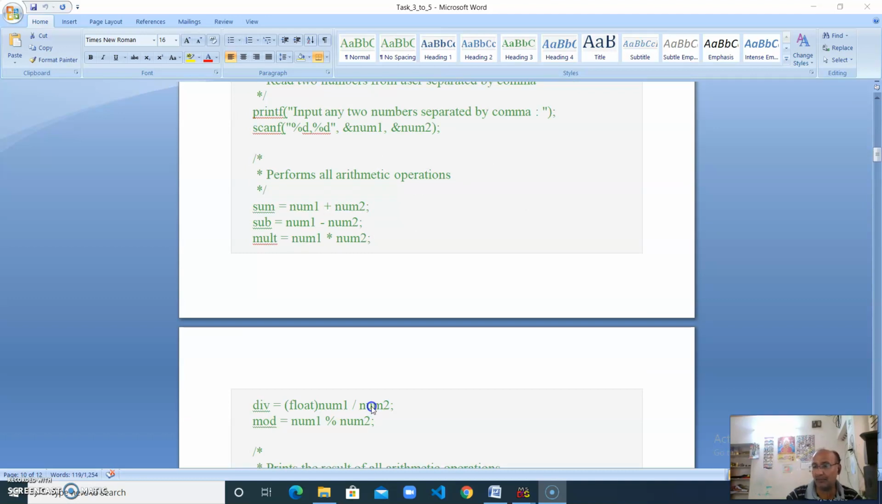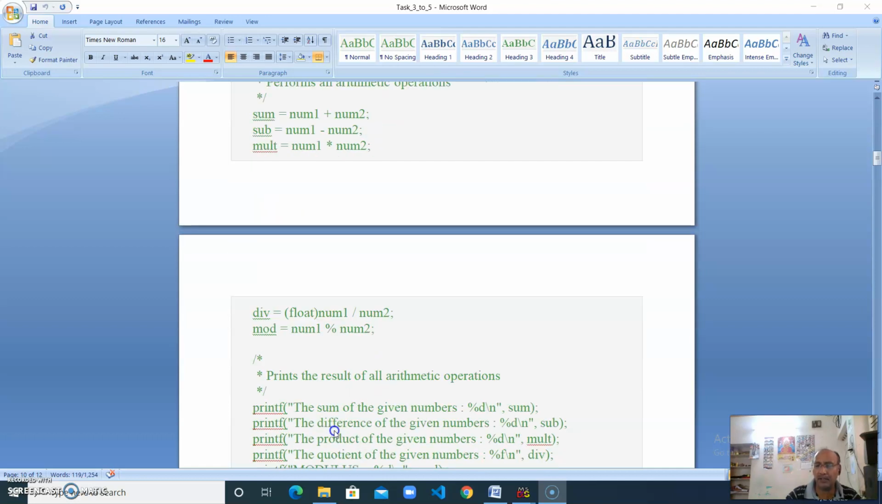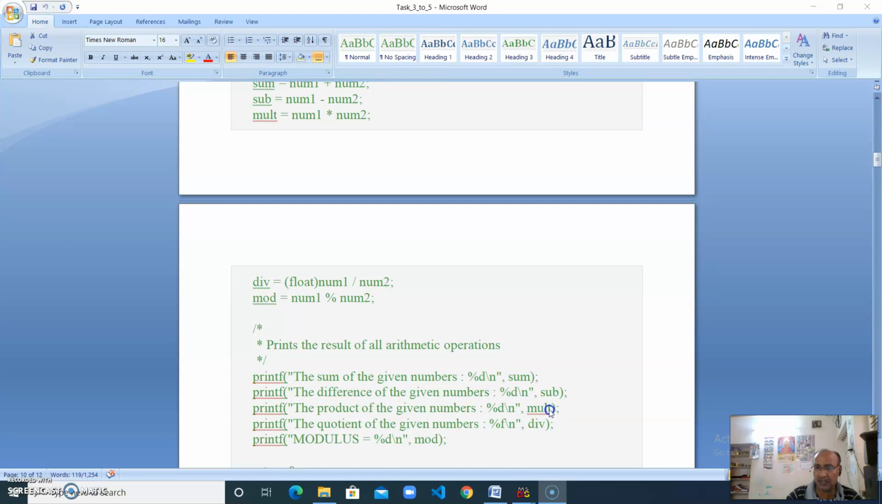When you divide those numbers, a fractional part will come, so I am converting that to float. And I also took the modulus, num1 modulus num2. Now printing the results: the sum, subtraction, multiplication, division, and also modulus. Understood? In the case of the division, I use the percentage here. Understood?